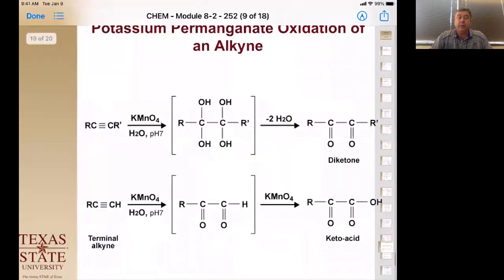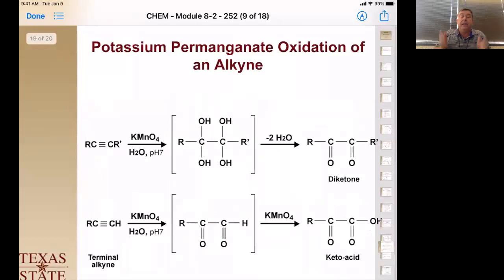Now, when we did permanganate under basic conditions, we also clipped that double bond and gave ketones and carboxylic acids. However, in an alkyne, if we do it in neutral pH, pH 7, we actually can do some really cool different chemistry. The first thing it'll do is add 2 hydroxides to 1 double bond, and then it's going to add 2 hydroxides to the second double bond, giving us a tetrahydroxy compound.